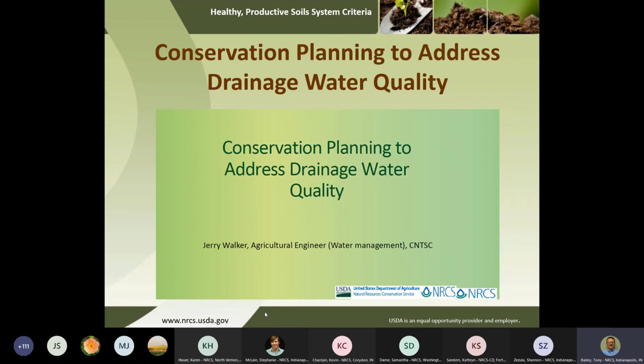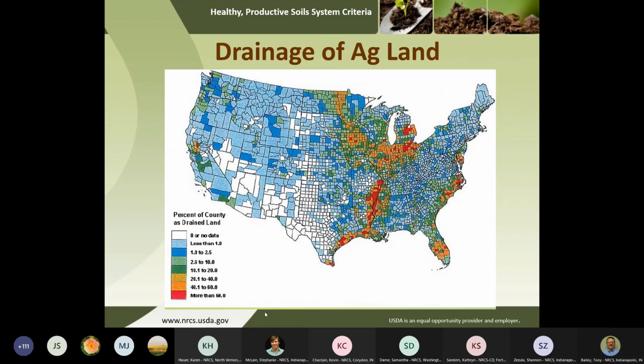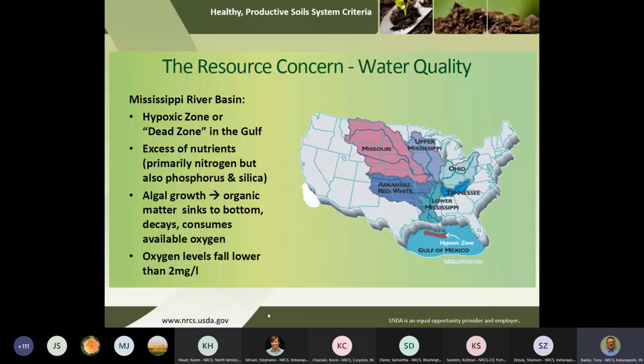So what I want to do now is switch gears just a little bit and talk about drainage water quality. This was a little heavy on engineering. We'll do engineering light and throw some agronomics in here. Drainage of ag land is very important. It's been important for production, but this is a nice map to show us what percent of the county was drained in various places. Obviously, across the Midwest, much more so than other parts of the country.